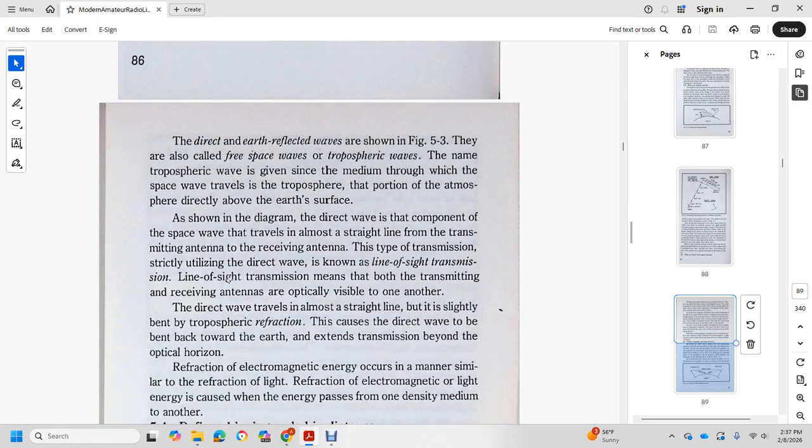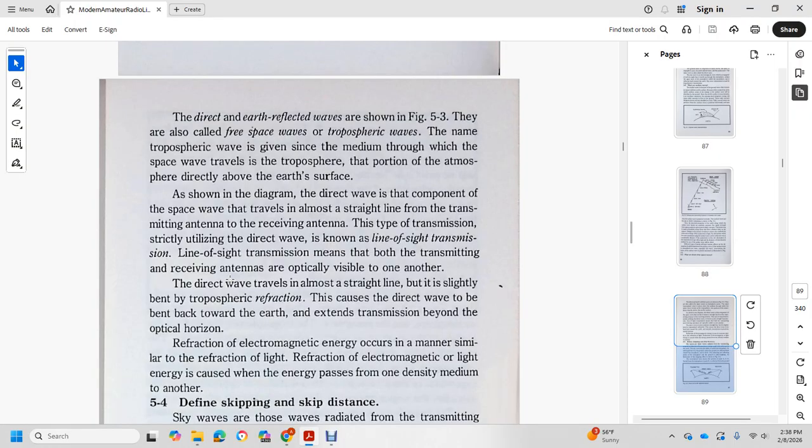As shown in the diagram, the direct wave component of the space wave travels in almost a straight line from the transmitting antenna to the receiving antenna. This type of transmission, with the direct wave, is known as line of sight transmission. Line of sight transmission means both the transmitting and receiving antennas are optically visible to one another. The direct wave travels in almost a straight line, slightly bent by tropospheric refraction. This bends the direct wave back toward the Earth and extends the transmission beyond the optical horizon.